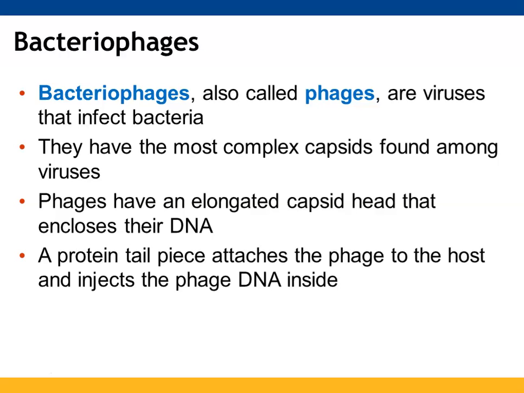So bacteriophages, which are also called phages, are viruses that are able to infect bacteria. They have some pretty complex capsids. The phages have a capsid head that will enclose their DNA, and this is the type that's the robot type one. They have a tailpiece that will help to attach the phage to its host cell, and then it can use that to inject its DNA inside of it to take over it and to make more copies of that phage.